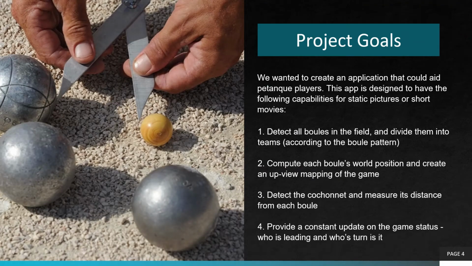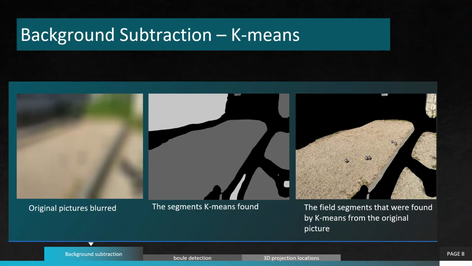Our project's main goal is to aid Petanque players with an application that will have the following features. First, detect all balls on the field and divide them into teams by their pattern. Second, compute each ball's real-world position and draw an up-view mapping of the game. Third, detect the cochonnet and measure its distance from other balls. And fourth, provide a game status of who is winning and whose turn it is.